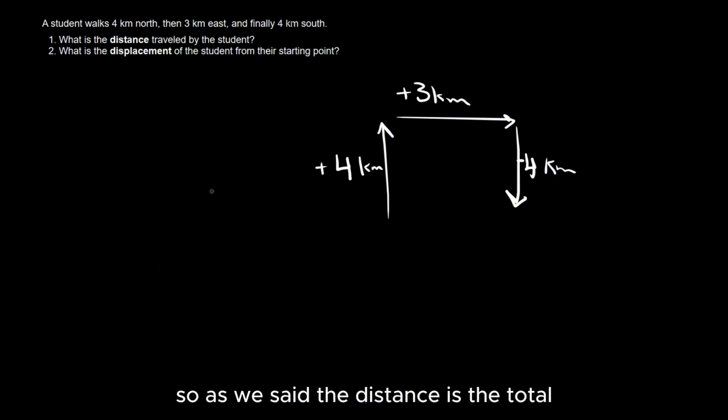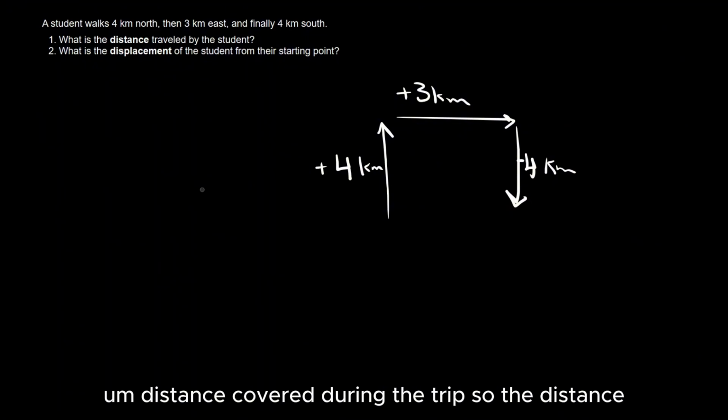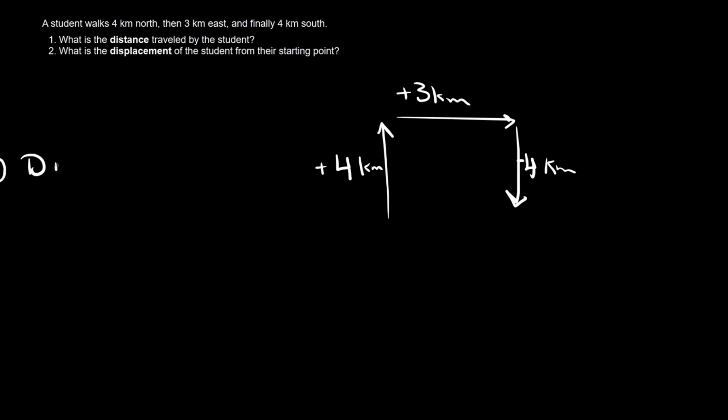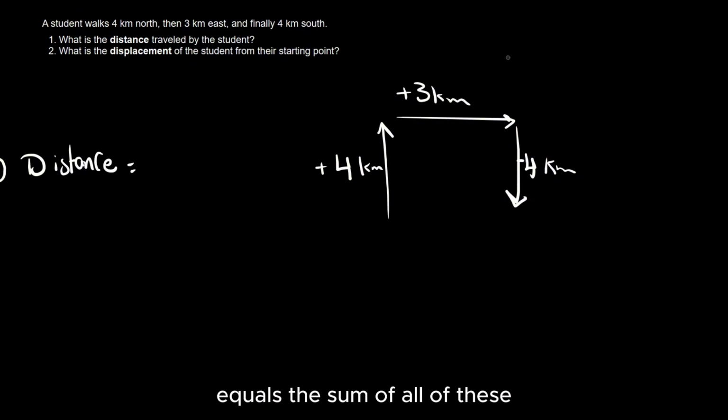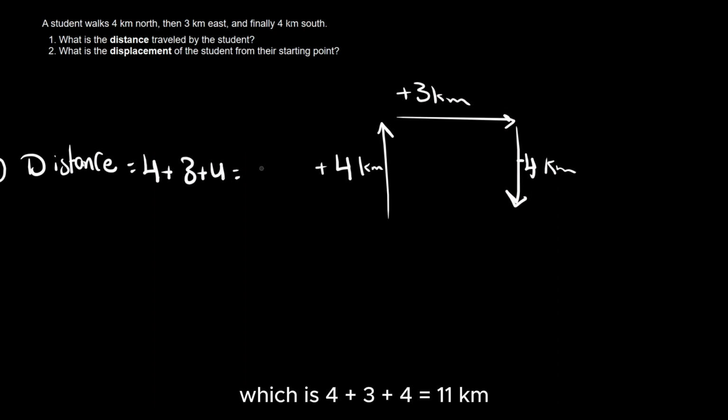So as we said, the distance is the total distance covered during the trip. So the distance equals the sum of all of these, which is 4 plus 3 plus 4 equals 11 kilometers.